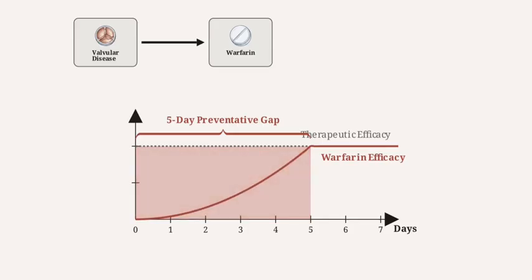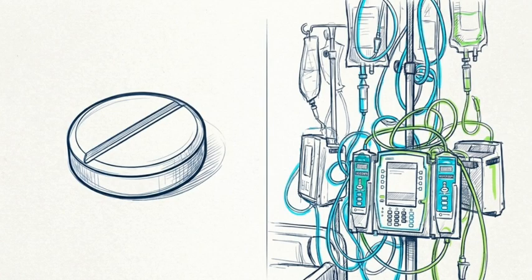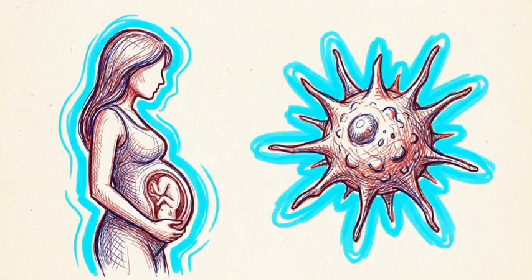To fix this, we use a clinical workaround called bridging. We fill that dangerous gap by co-administering enoxaparin, a low molecular weight heparin, for the first 5 days, protecting the patient until Warfarin takes over. For valvular patients, you sacrifice the convenience of a fast-acting pill for precise control, accepting the heavy clinical burden of managing that inpatient bridge.